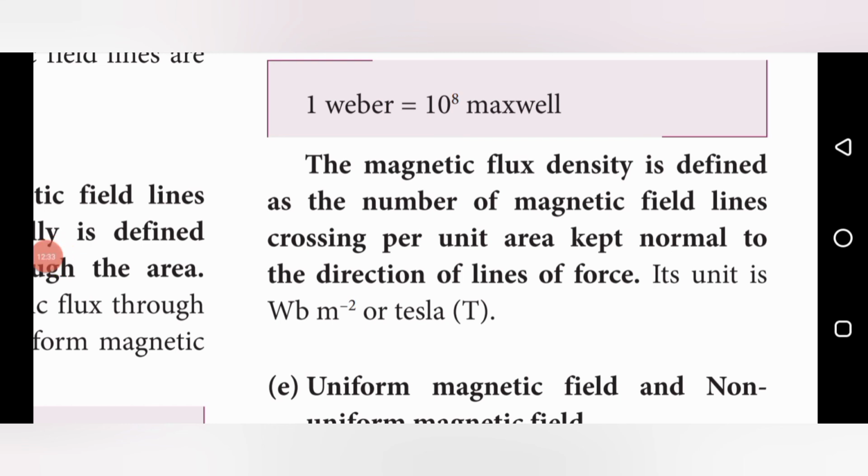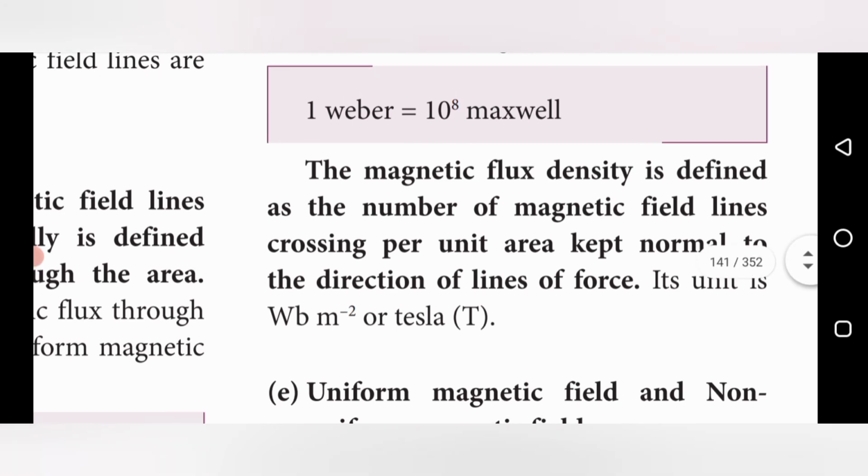And also magnetic flux density. So what is that density? If the number of lines crossing per unit area is more, then the magnetic flux density is high. If the number of magnetic field lines crossing the area is low, the magnetic flux density is low. So magnetic flux density is the number of magnetic field lines crossing per unit area, kept normal to the direction of the lines of force. Its unit is Weber per meter square or Tesla.